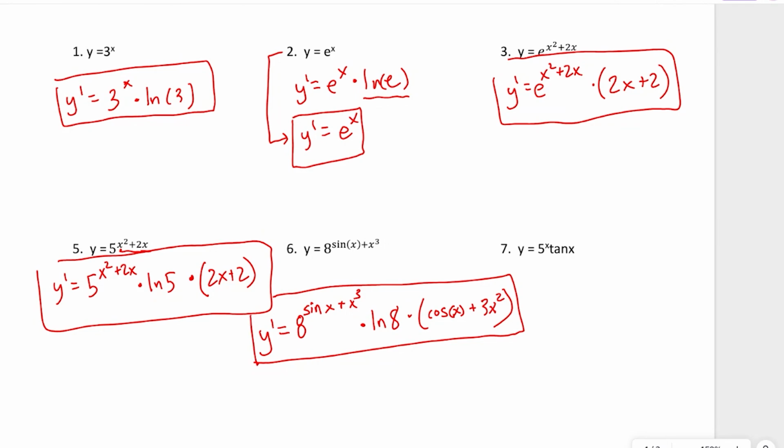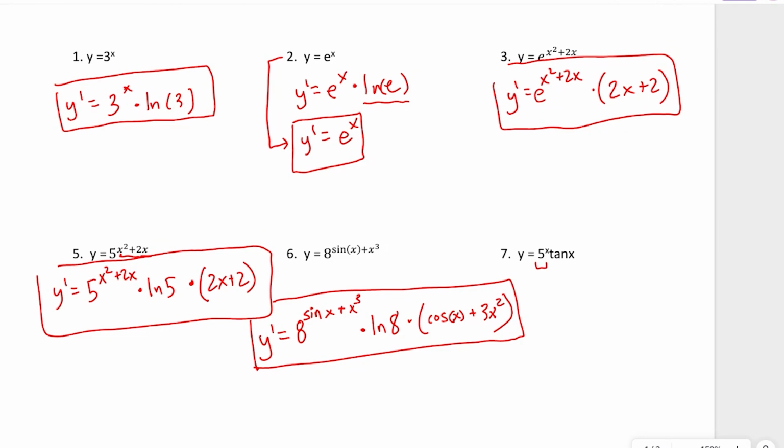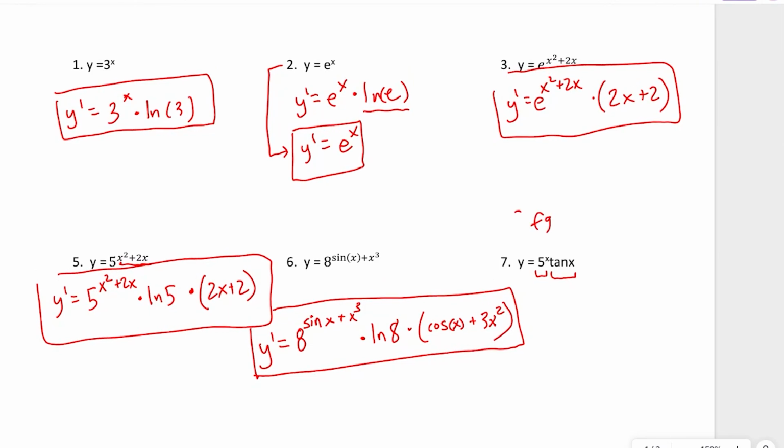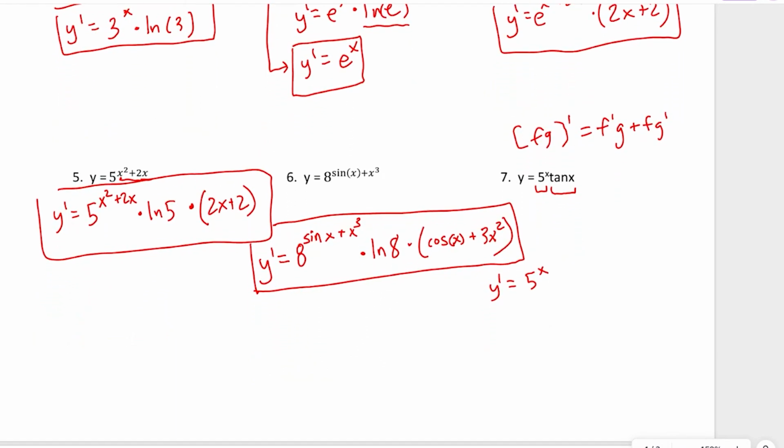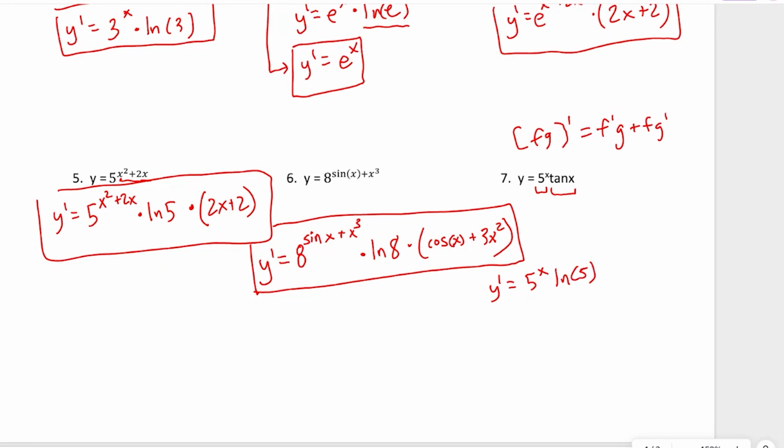Number 7, we're going to have to use the product rule, where 5 to the x is our f and tangent x is our g. Recall that if we find the derivative of a product, f times g, then the derivative would be f prime g plus f g prime. So on this one, the derivative of 5 to the x is going to be 5 to the x times the natural log of 5, times g, so times tangent x. That is just the f prime g.